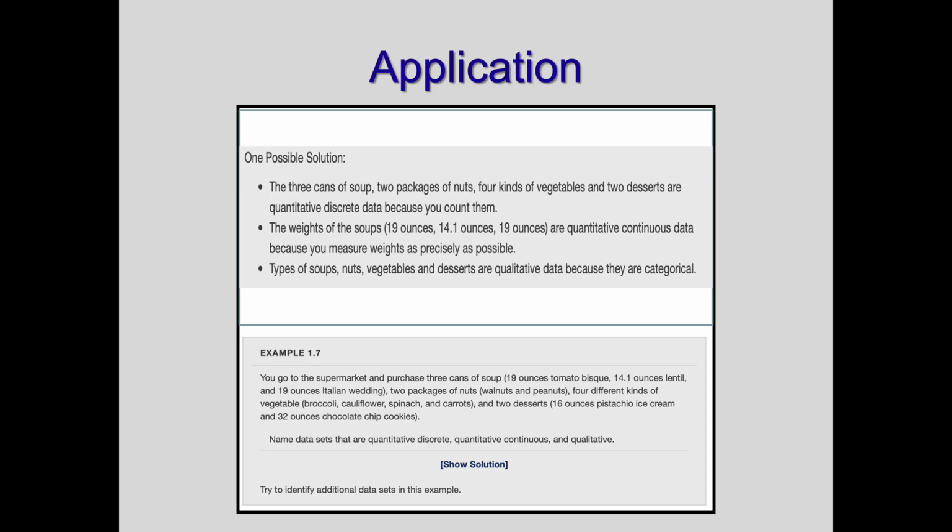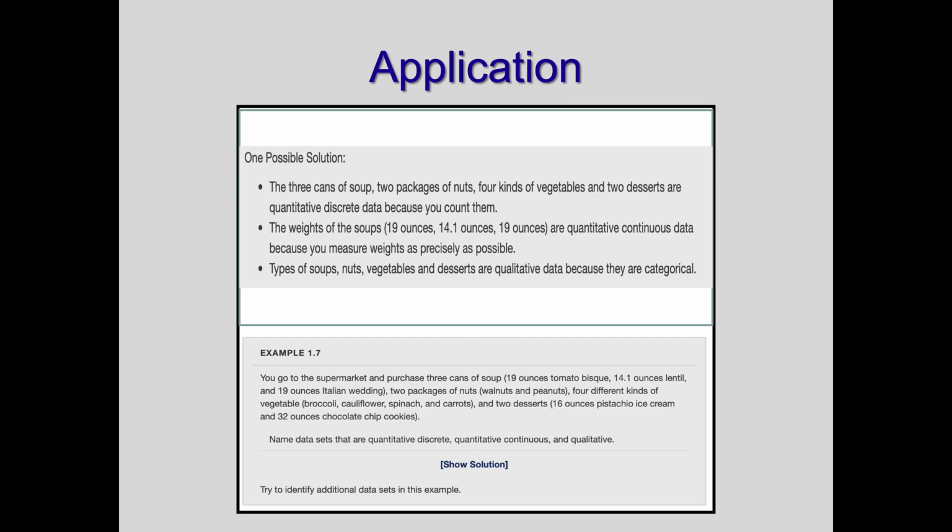The weights, on the other hand, are continuous data. Things like the ounce weight of each of these things, okay? The ounces of the tomato bisque, the ounces of the lentil, and so on. That's because they can be measured and broken down into finer and finer intervals. Always works out to be continuous data. And then finally, the types of soups, nuts, vegetables, and so on, that would be categorical data. Okay, so that's the last one, breaks down into those.